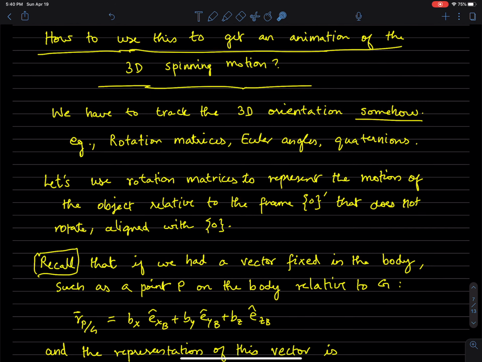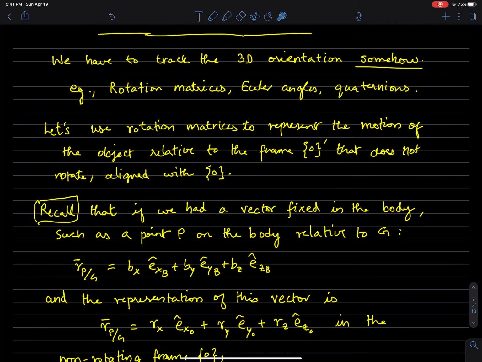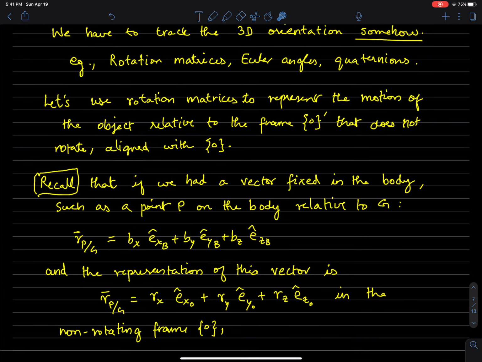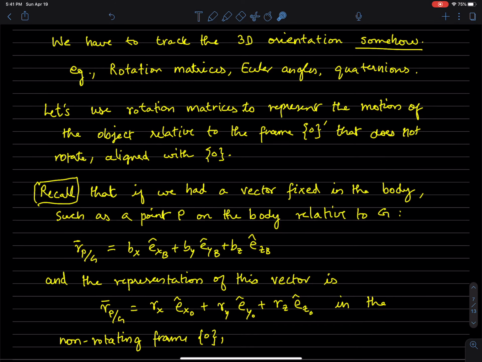Now, but that's about omega, the angular velocity. How do you use this to get an animation of the 3D spinning motion? In other words, how do you keep track of the 3D orientation of the object, right? So you know the angular velocity, but what about the 3D orientation? In other words, the angular position, so to speak. So we need to keep track of the 3D orientation somehow, and this is why we built up this infrastructure, talking about rotation matrices, Euler angles, quaternions, and things like that. We'll just use rotation matrices to keep track of the 3D orientation. Okay.